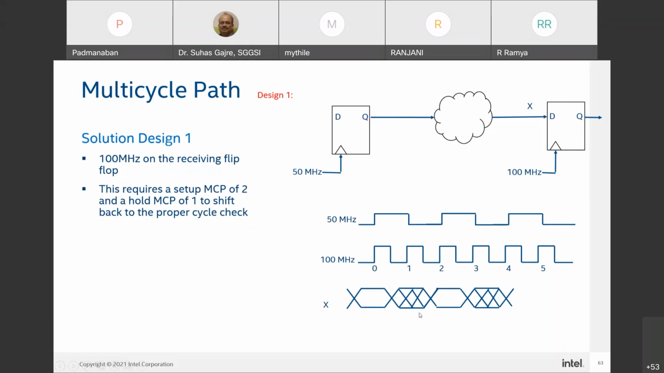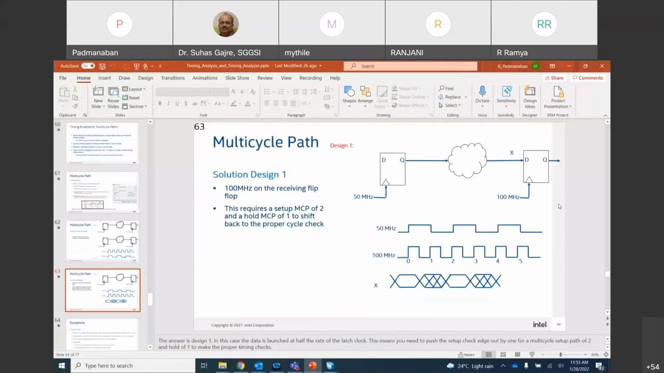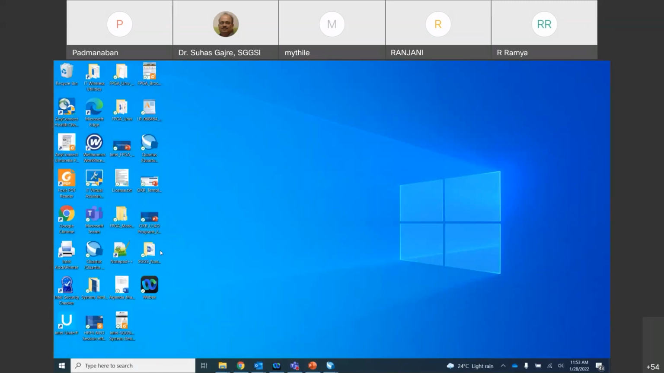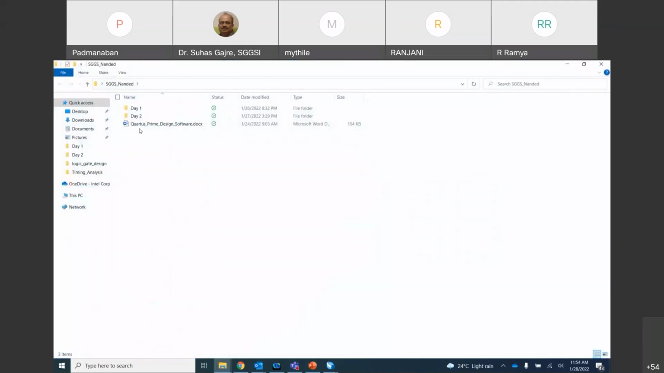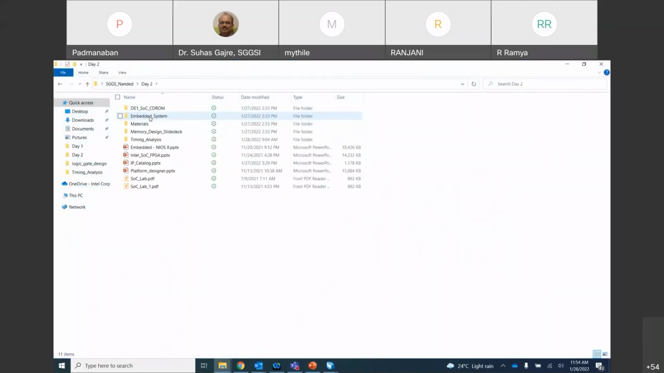Okay, how this is going to help us in timing analysis, that we will identify right now. I will provide a demo and I will share the lab manual with you so that you can also practice that. Okay, what is the basic scenario? Let us understand that right now.